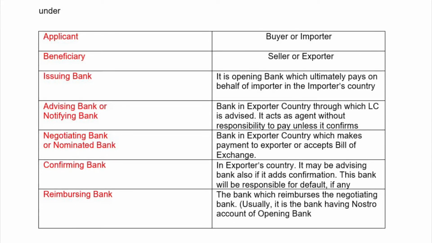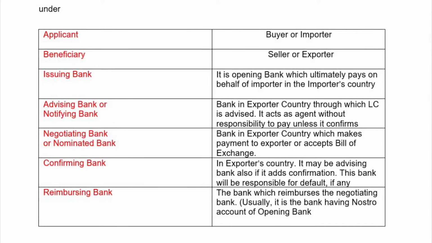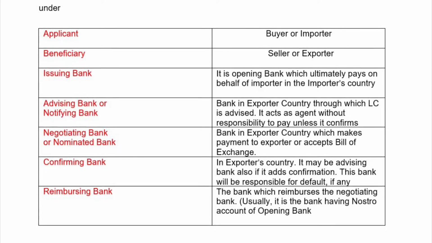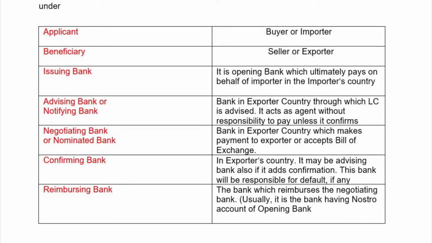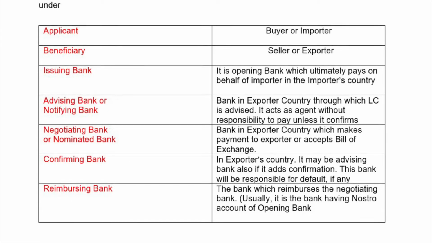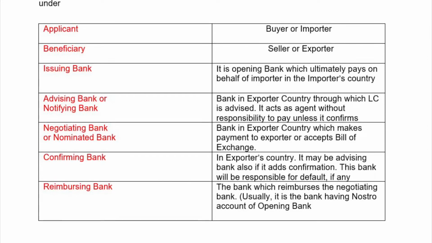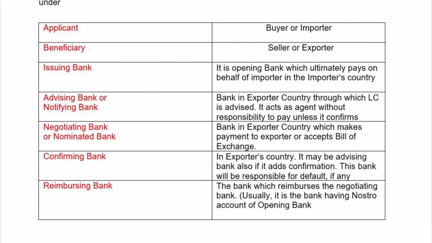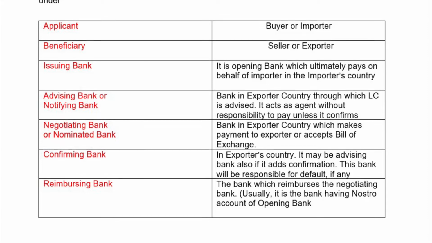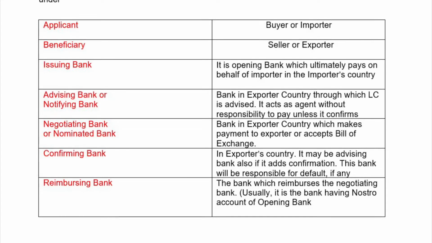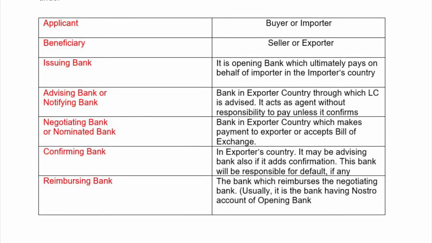The confirming bank is the bank which confirms the goods shipping. What is the role of this confirming bank? The negotiating bank will do the payment directly after receiving the confirmation from the confirming bank. So remember the parties: advising, negotiating and confirming bank. Advising bank is simply an agent. Negotiating bank or nominated bank makes the payment to the seller after confirming with the confirming bank.